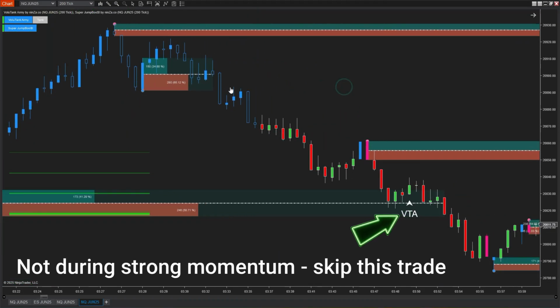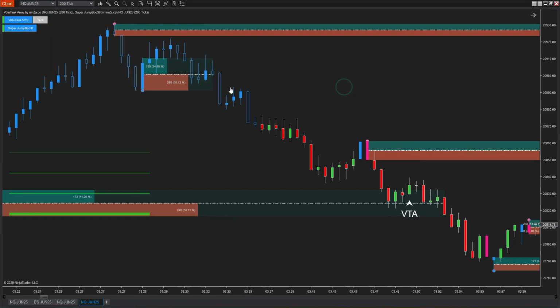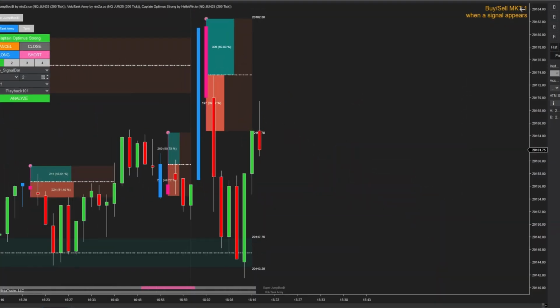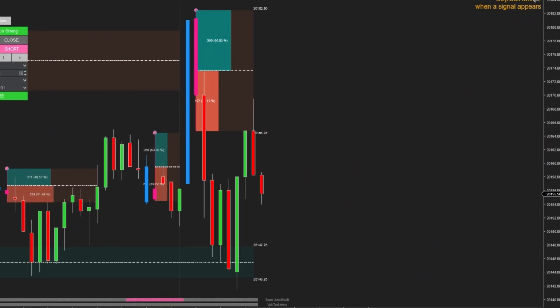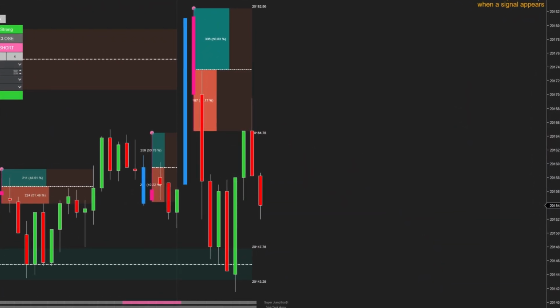And with this combination, we successfully avoided a false signal, where VoluTank Army issued a trade suggestion, but price wasn't aligned with any strong market. Now let's take a look at how we integrate these two indicators into Captain Optimus Strong for executing trades.